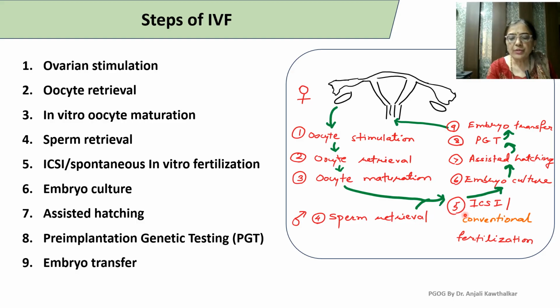Then either by the conventional fertilization technique or ICSI, fertilization takes place. Once the fertilized ovum is there, then comes embryo culture. After that, assisted hatching. We will see what is the meaning of all these terminologies, hatching. Then pre-implantation genetic testing, and then this embryo is ready for embryo transfer. So these are the nine steps of IVF, and one by one we will quickly go through all these steps.